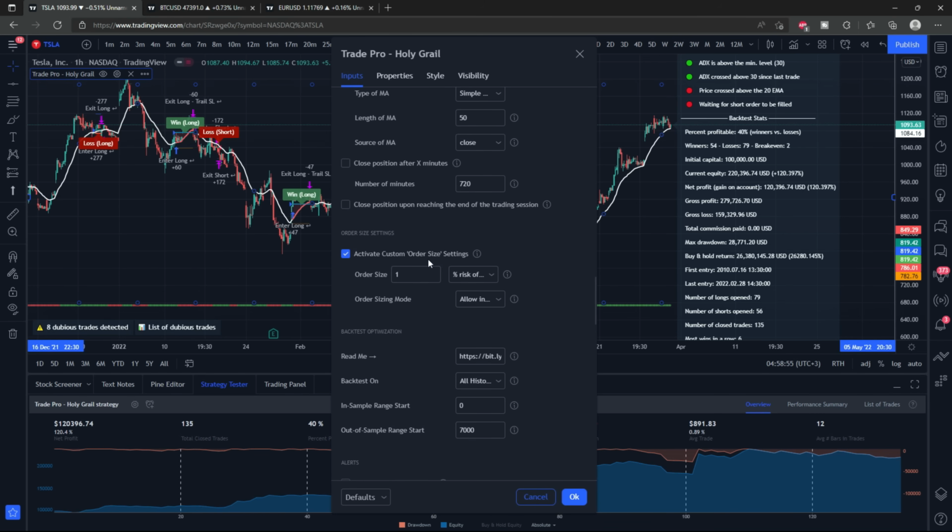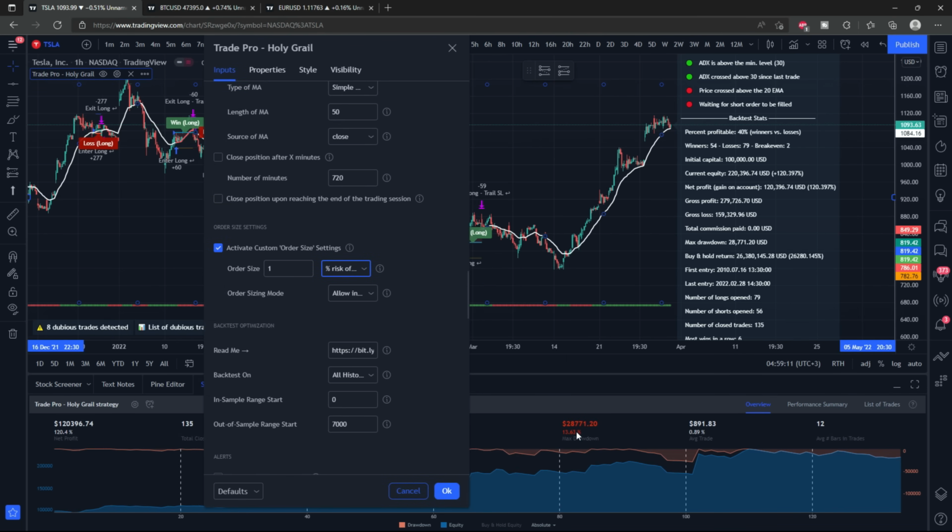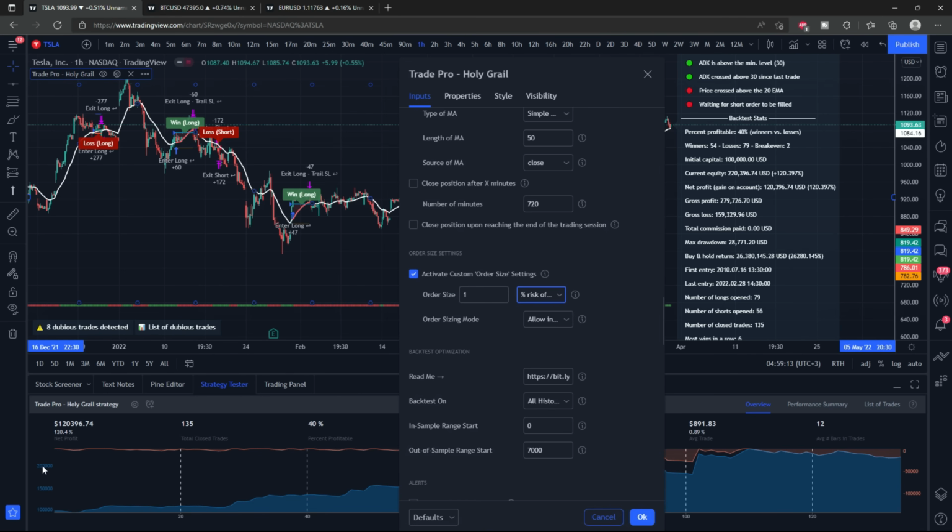Last thing is really just the activating of custom order size settings. And this just means, if you want to see this net profit figure change and see what would happen if I risked 1% of my account equity per trade, then we're going to have this drawdown here as the max drawdown. We're going to have this net profit over here based on these trades.